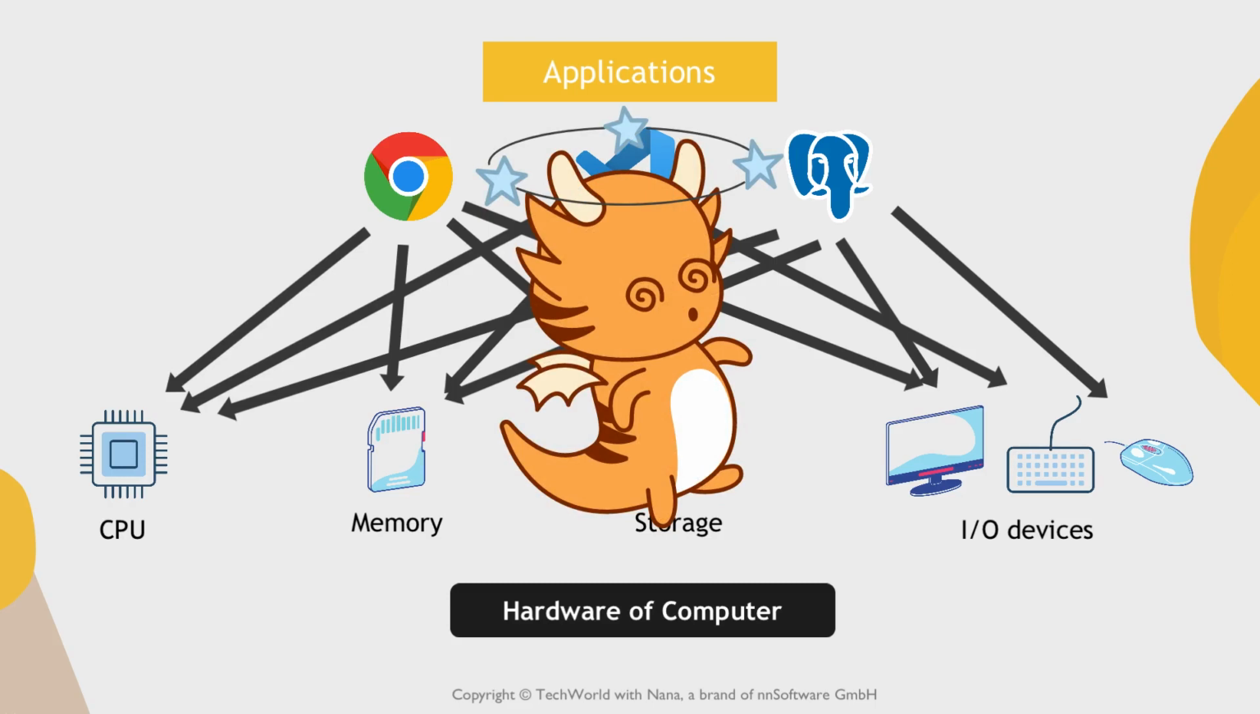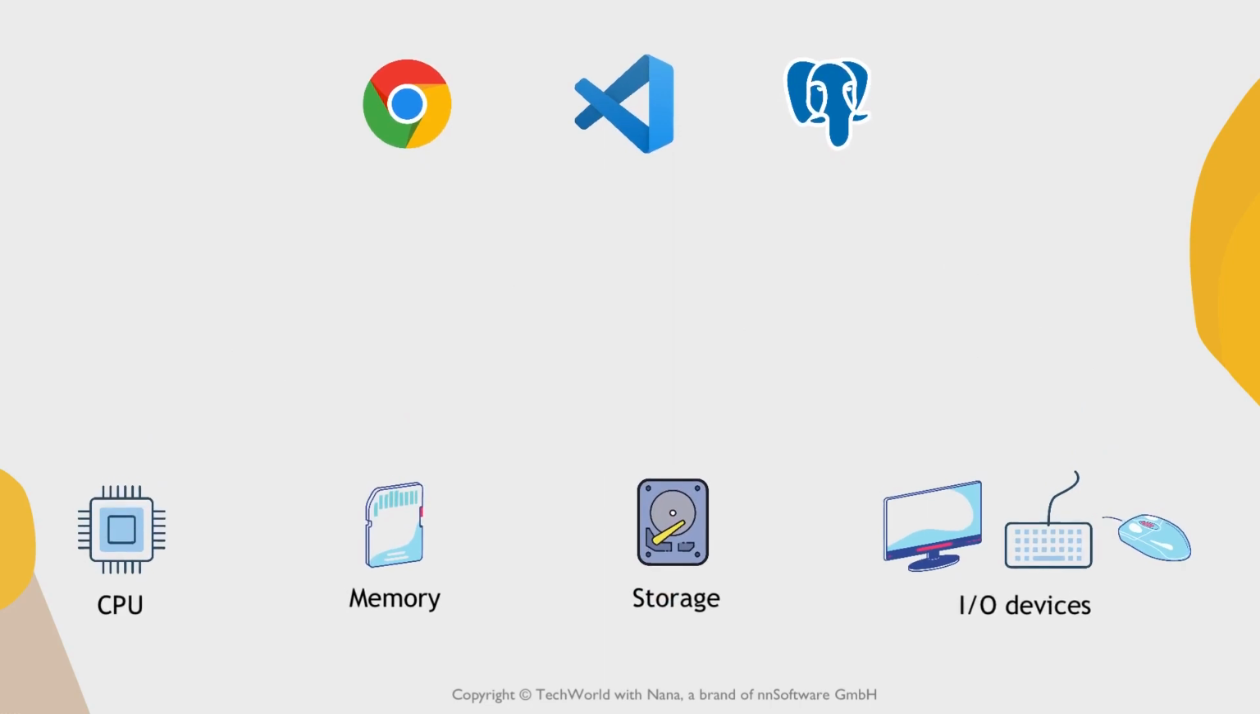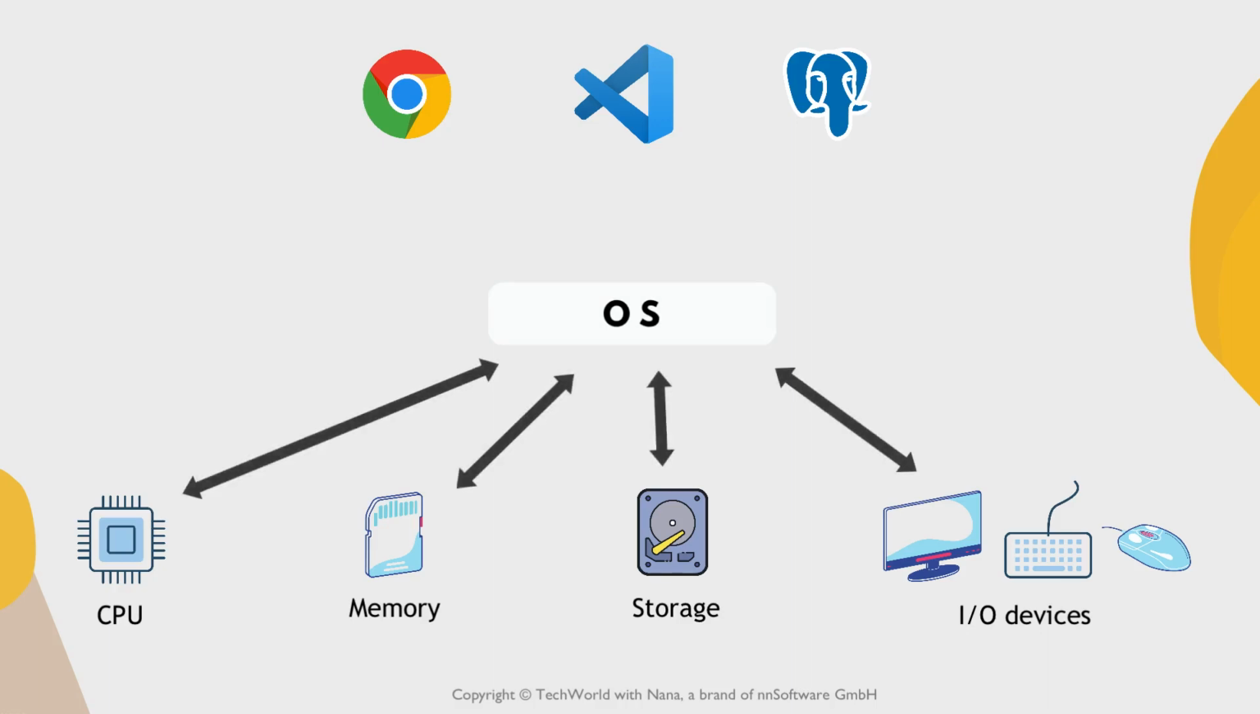So instead, these applications can all use an intermediary to talk to the hardware. And that intermediary is the computer's operating system. The operating system can interact with and control the hardware as well as interact with the applications. So it's kind of the middleman between the two.